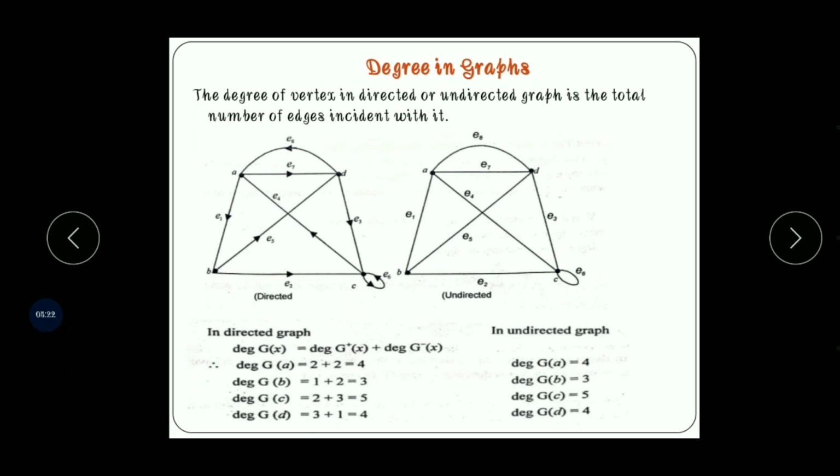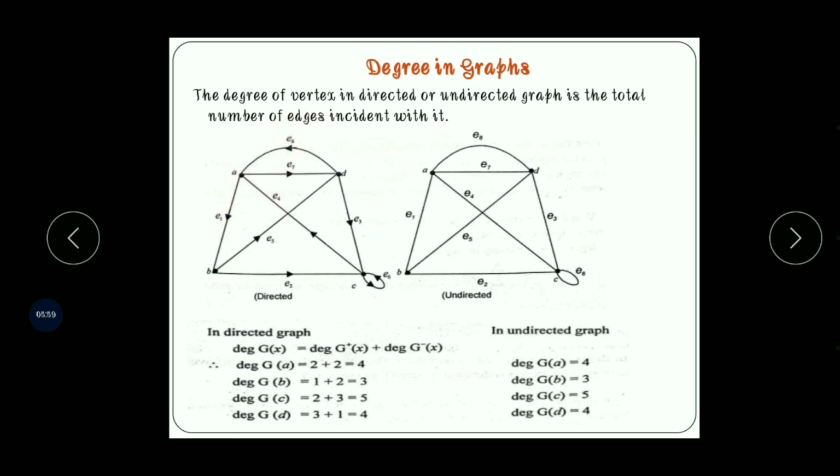Then degree in any directed or undirected graph. The degree of a vertex in a directed or undirected graph is the total number of edges incident with it. Whatever the total number of edges incident to that particular vertex, that will become its degree. Like for this A, how many edges are incident? 1, 2, 3 and 4. So degree of A is 4.